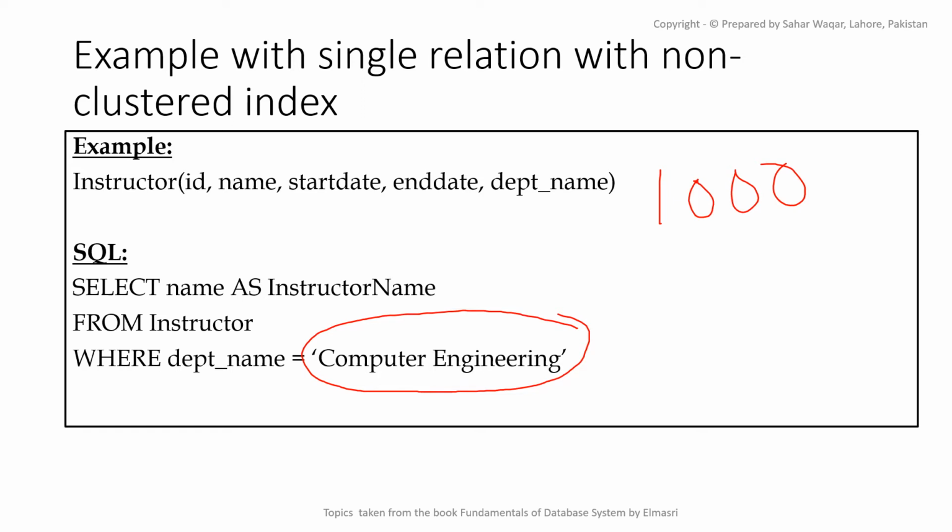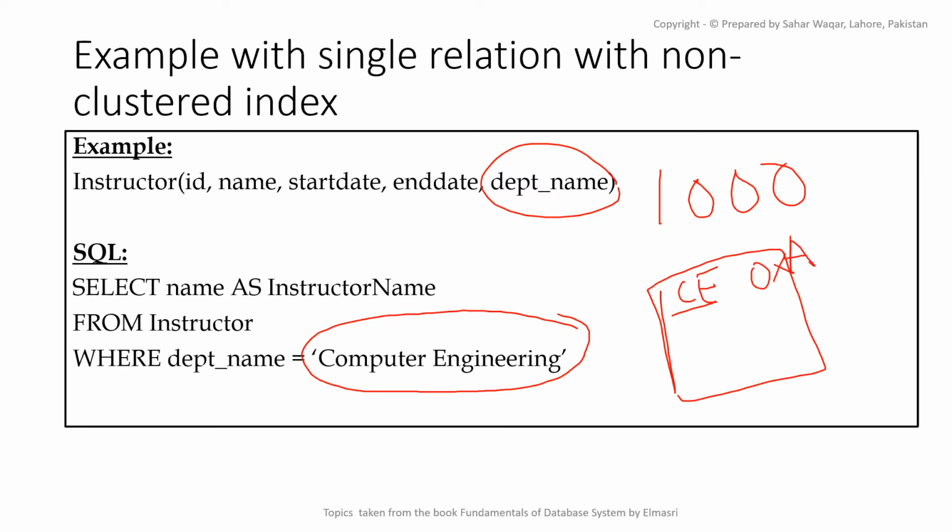If we have, let's say, created a non-clustered index on the department name attribute, then we will first check our index file and look for all the references that have the department name computer engineering. So let's say here CE is written and we have references to the tuples which contain the department computer engineering. After knowing the exact location with CE department, DBMS will directly jump to the locations and load the pages in the RAM.